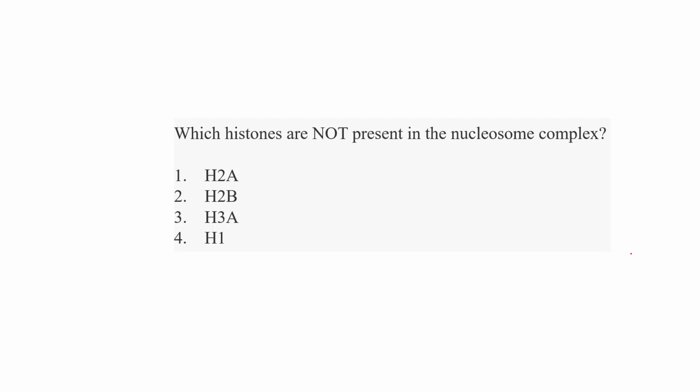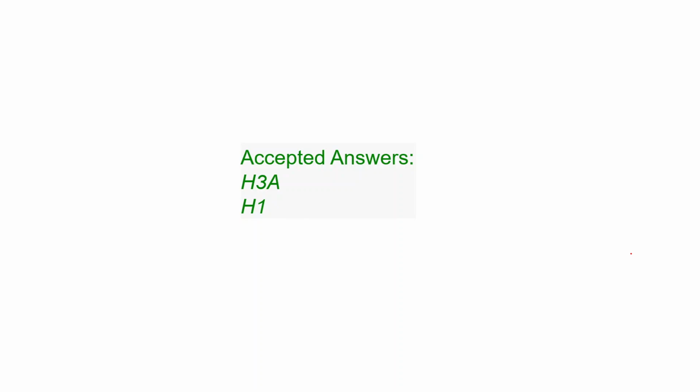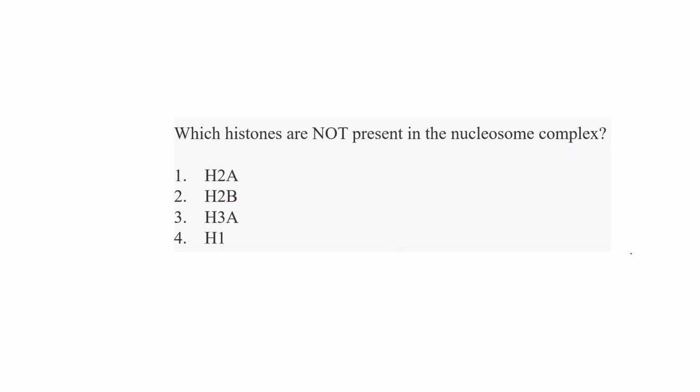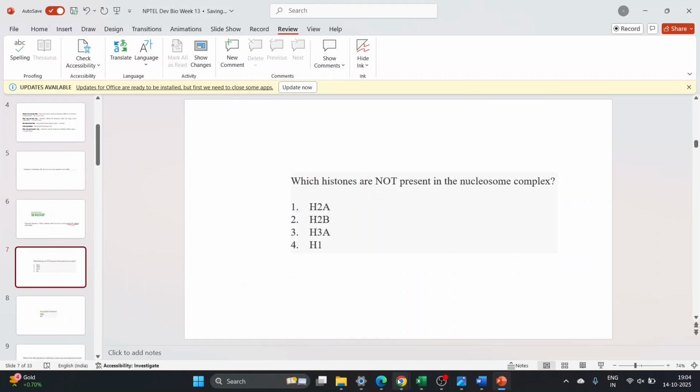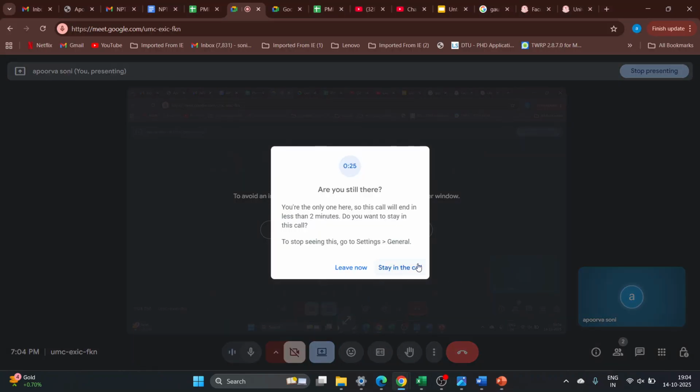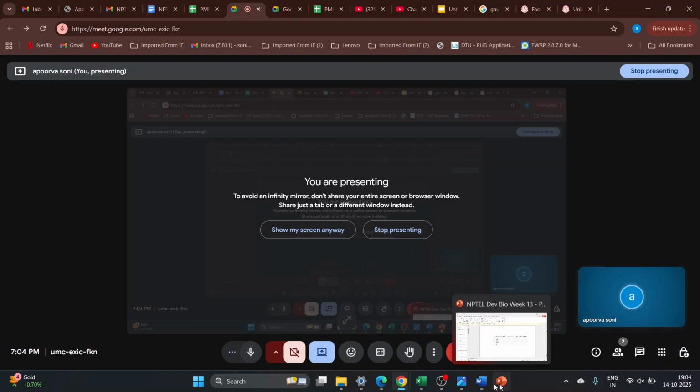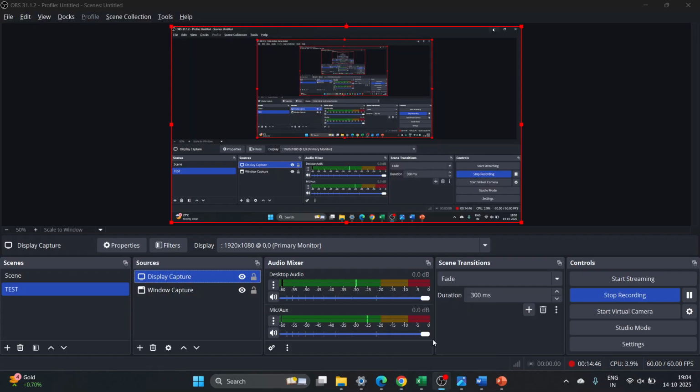So I hope this is clear to you which histones are not present in the nucleosome complex. It is H3A and H1, because H3A is not a histone molecule and H1 is a linker histone which is not present in the nucleosome complex. It actually connects the two nucleosome complexes. Okay, there's a difference. It is not a nucleosome complex; it connects the two nucleosome complexes. Okay, so shall we switch to the next question?